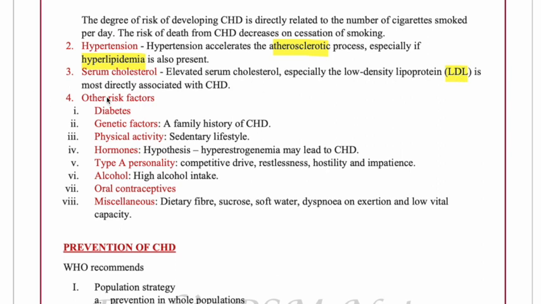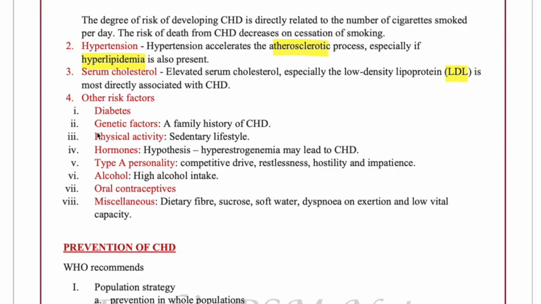Then come to the other risk factors. First one is diabetes. The risk of CHD is 2 to 3 times higher in diabetics when compared to non-diabetics. The second one is genetic factors. A family history of CHD is known to increase the risk of premature death due to CHD.